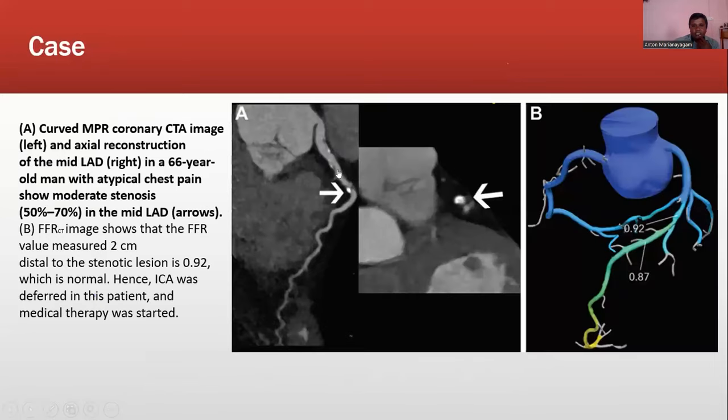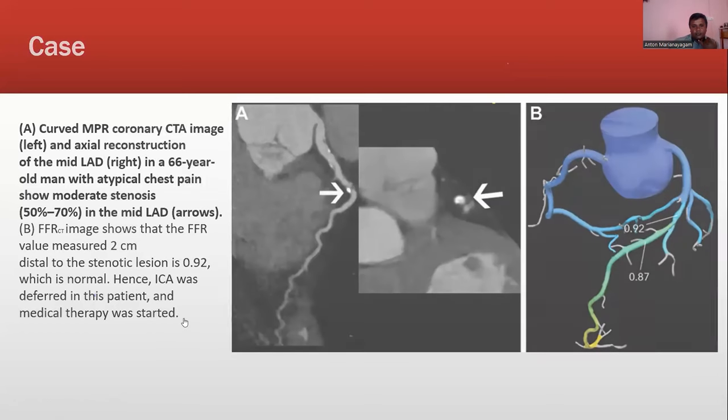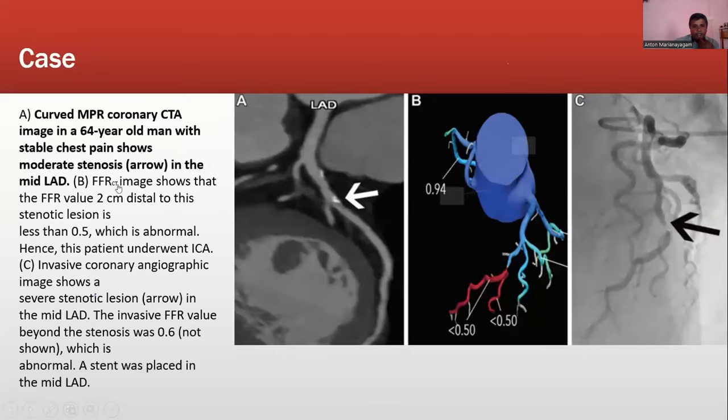Now, this is another case. This is a curved MPR of the coronary artery and an axial reconstruction. You can see coronary artery calcification in a 66-year-old patient with atypical chest pain. This artery shows a moderate stenosis, but if you see the FFRCT, distal to the stenosis the FFRCT value is 0.87. So medical therapy was started, and he was not intervened. This again is a curved planar reconstruction.